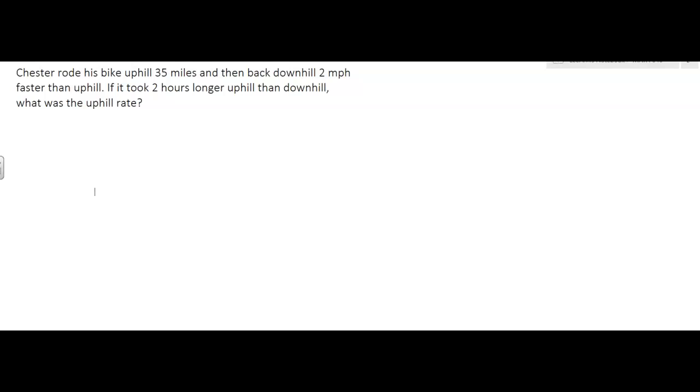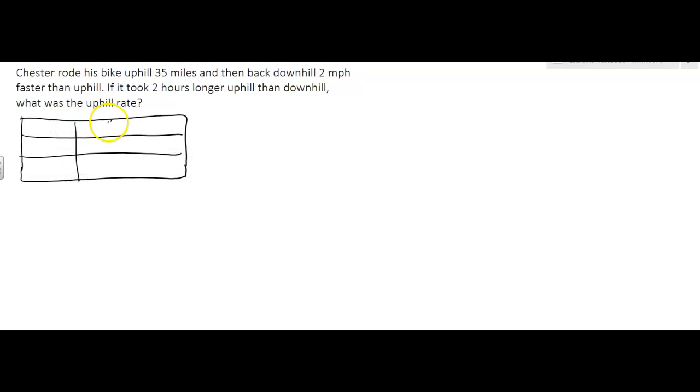Okay, now I don't know the answer to the problem, but I'm going to set up a chart. And I could draw a picture of Chester riding his bike, but I won't. Okay, rate, time, distance. We know that Chester goes uphill and then he goes downhill. And those are the two situations that I talked about in another video where you have these two different things going on. All right, so when he's riding his bike uphill, he goes 35 miles. Okay, so that's the distance, 35.